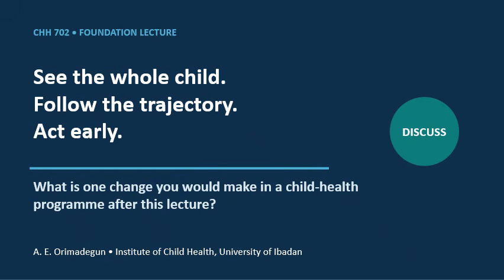We end this lecture. Remember 3 instructions: see the whole child, follow the trajectory, and act early. Seeing the whole child means considering physical growth, developmental function, relationships, and context together. Following the trajectory means using repeated observation rather than relying only on one single measurement or comparison. Acting early means linking recognition to assessment, support, referral, and follow-up while there is still a wider opportunity to improve outcomes. The closing slide here has 3 short commands.